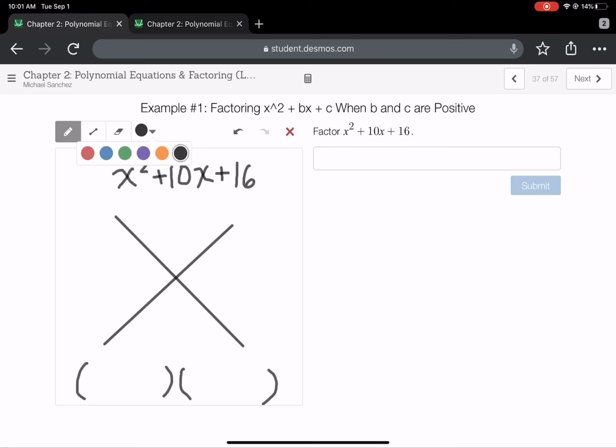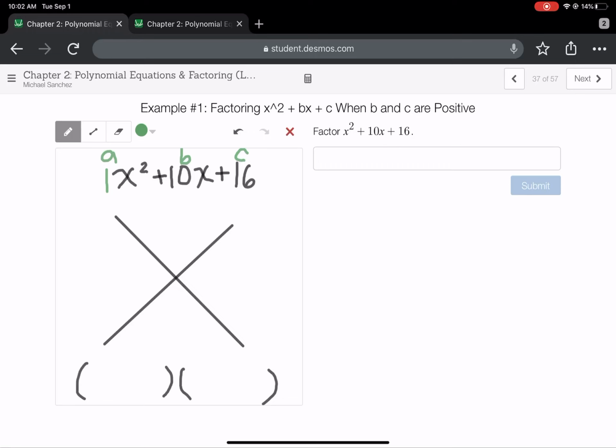Once we factor, we're going to start off by labeling our polynomial. The coefficient of our x squared term, the number in front of it, we're going to call a. The coefficient of our x term we'll call b, and our constant term we will call c.